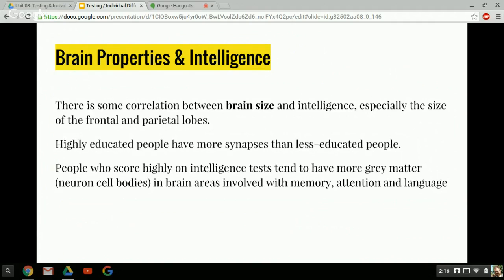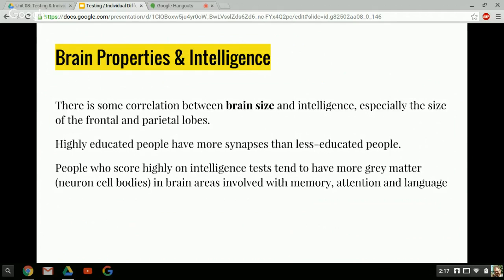If you compared a monkey to a mouse, the monkey's brain is obviously much larger. If you compared a monkey to a whale, a 50-foot-long whale, the monkey's brain is actually larger because the monkey is more advanced intellectually than the whale. So there is some correlation, even looking at differences between people, between brain size and intelligence, especially in the frontal and parietal lobes. If you have a larger frontal lobe and a larger parietal lobe, you are more likely to be a little bit smarter, to score higher, I should say, on intelligence tests.